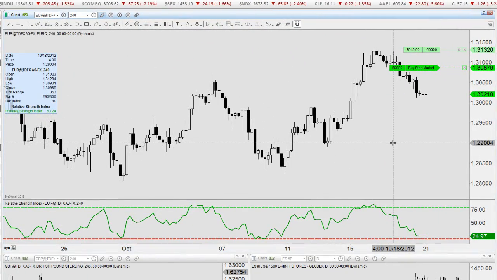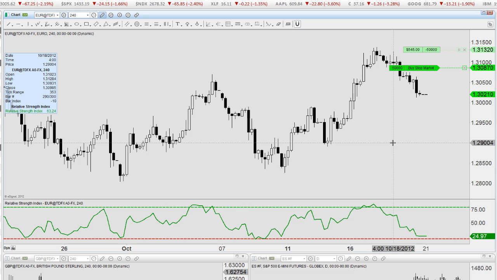So let's talk for a little bit. As we talked about last week, pound hit initial targets. But first of all, let's look at the euro dollar here. I've got euro dollar up. You're going to see there is a position on. I don't normally have my positions up. I've made some adjustments to the chart.